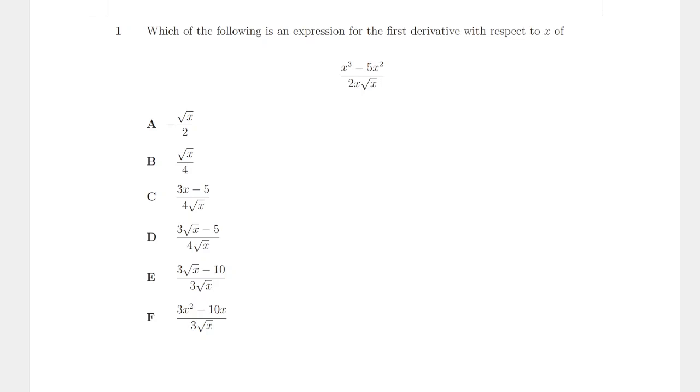Okay, so this is 2020 paper 1. Yeah? So let's start with question 1. Which of the following is an expression for the first derivative with respect to x of (x cubed minus 5x squared) divided by 2x square root of x? So it seems like there's a massive fraction going on, right?